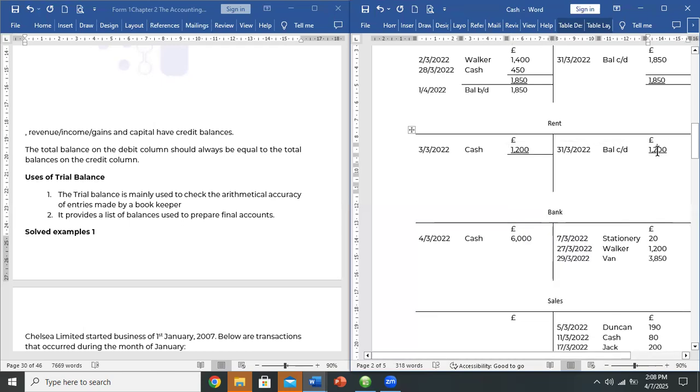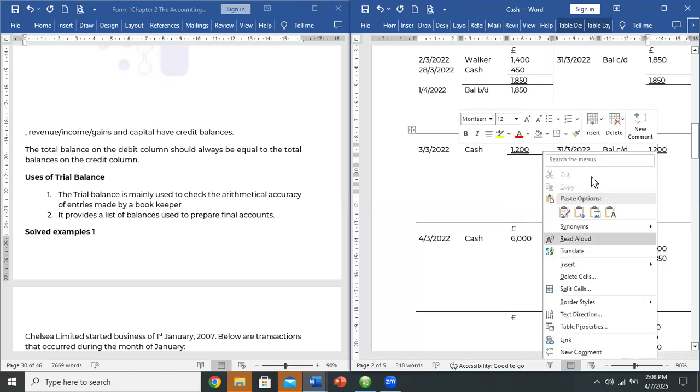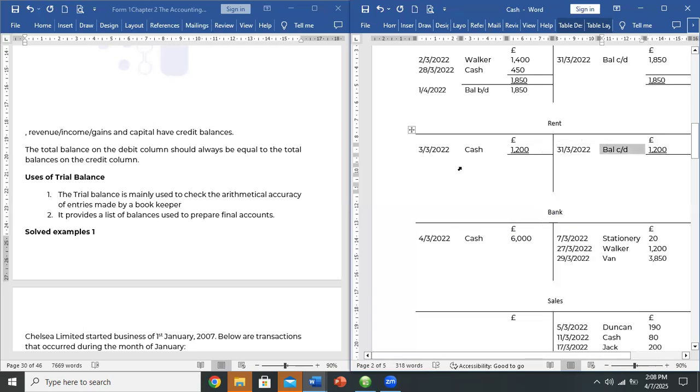Like this. Then your brought down will come. Always remember to bring your brought down, right? Balance brought down 1,200. Then you use the opening date of the next period. So from 31st March, we go to 1st April 2022.